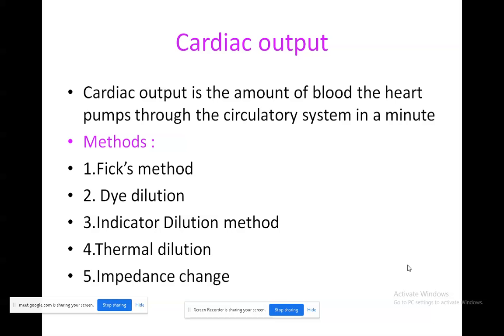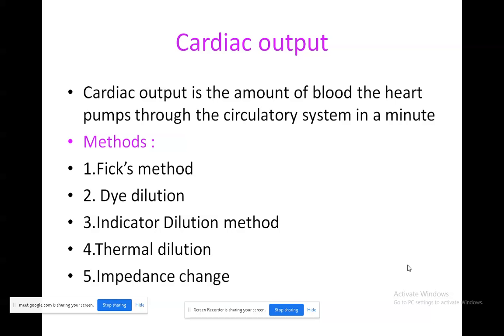So next topic, cardiac output. What is cardiac output? The amount of blood pumping out from the heart is called cardiac output. Cardiac means heart, output. So the amount of blood which is pumping out from the heart is called cardiac output.